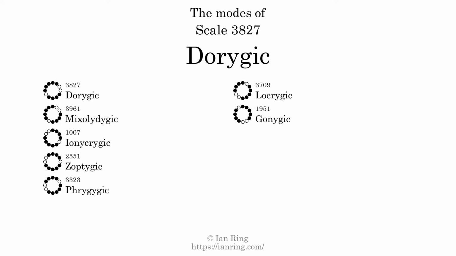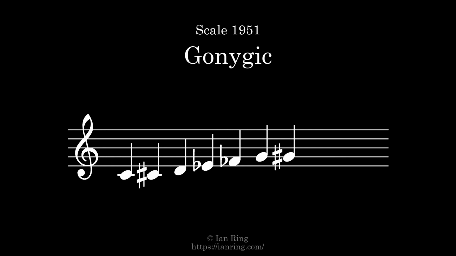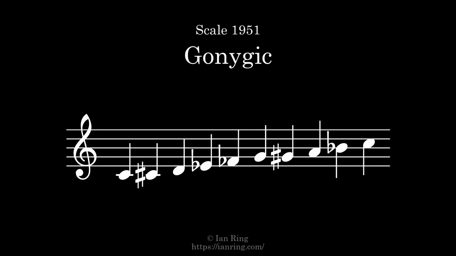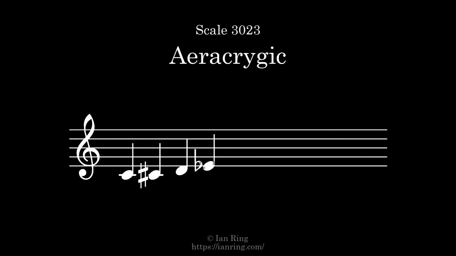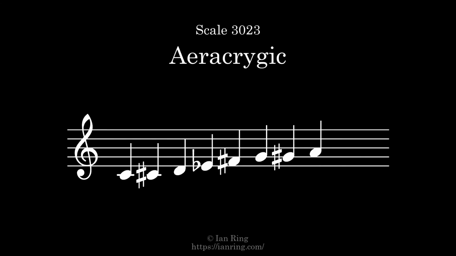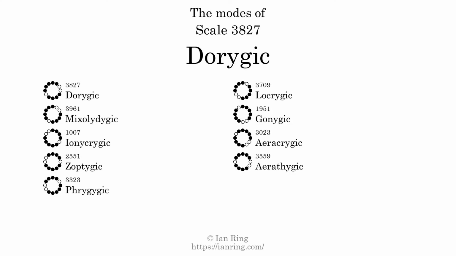The seventh mode is scale 1951, also known as gonigic. It sounds like this. The eighth mode is scale 3023, also known as aerocrigic. It sounds like this. The ninth and last mode is scale 3559, also known as aerothegic. It sounds like this.